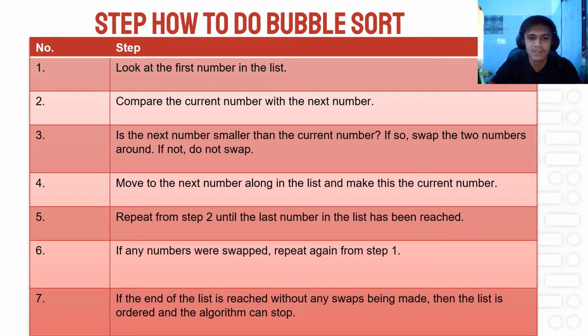Next, if any numbers were swapped, repeat again from step 1. And then for the final step, if the end of the list is reached without any swap being made, then the list is ordered and the algorithm can stop.